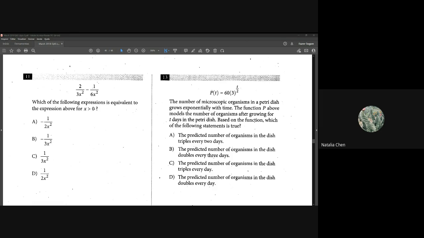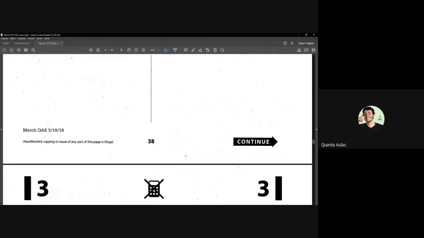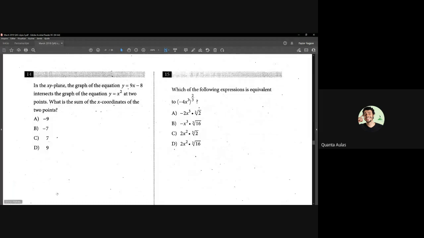É a A. A letra A? Sim. Isso. A cada 2 dias, né? Já que T é dias, né? Então tu coloca 2 ali, fica 1, triplicou. Exatamente. Facinho, né? Normalmente essas questões exponenciais é mais interpretação que conta, né?